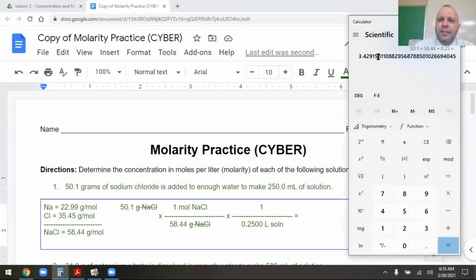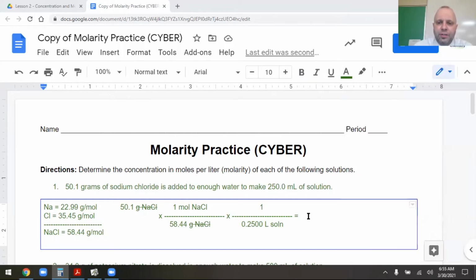Now, I'm going to copy this part down, and then we'll talk about how much of this we want to keep. So I'm going to just copy a whole bunch of this. We're not going to keep all of it. Instead, if you notice, we're limited to just 3 significant figures because of the 50.1. So when I look at this problem and I keep it to just 3 significant figures, I have 3.429. So the 2 is going to be my last significant figure.